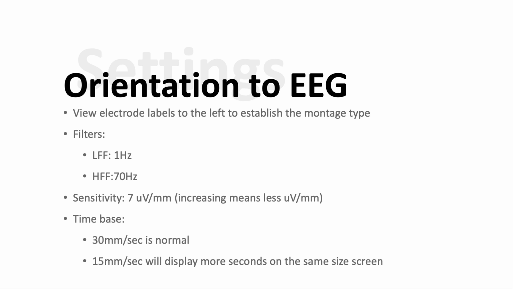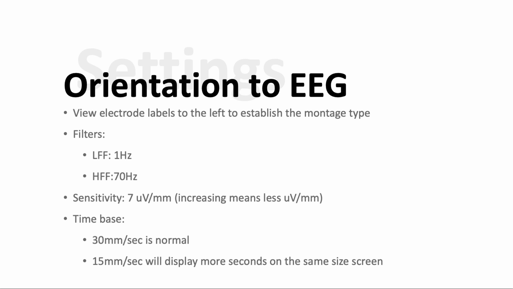Sensitivity is typically set at 7 microvolts per millimeter. When you go to a lower number, say 5 microvolts per millimeter, this actually increases the size of the waveforms, because there's a smaller amount of voltage given the same number of millimeters, so the overall size increases when you do that.